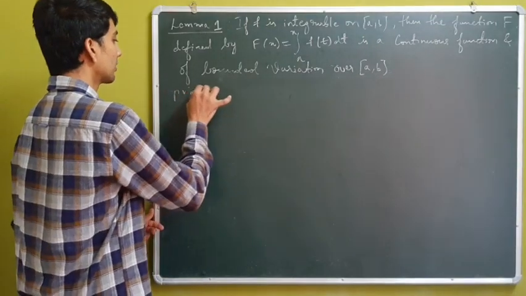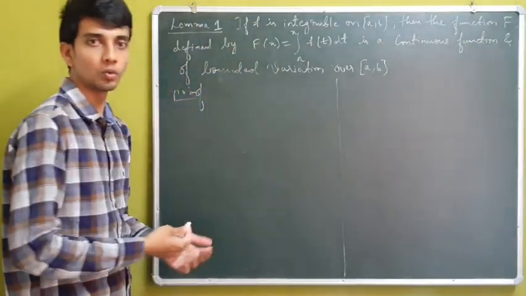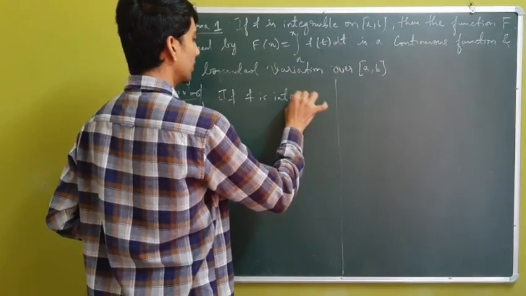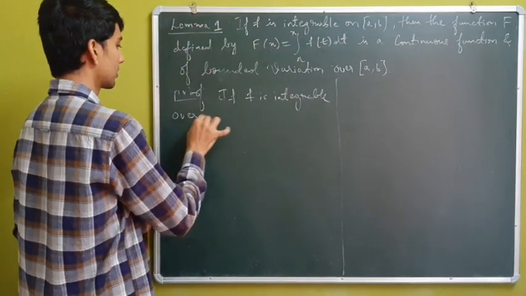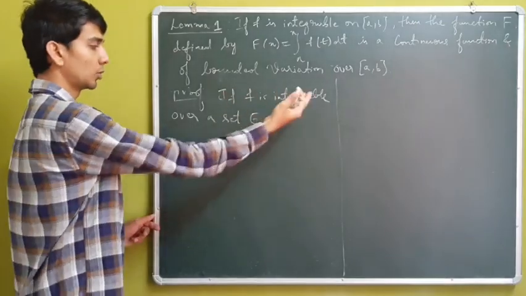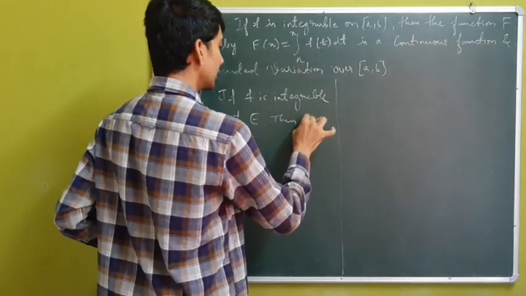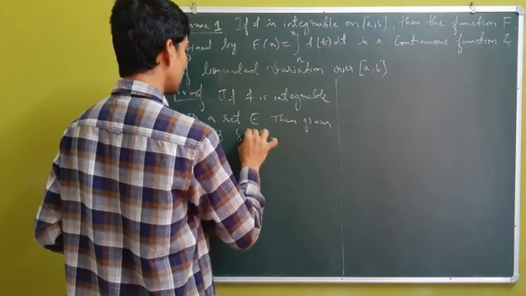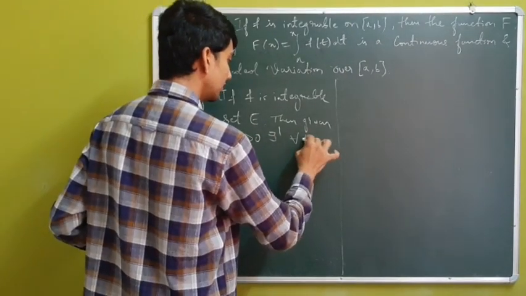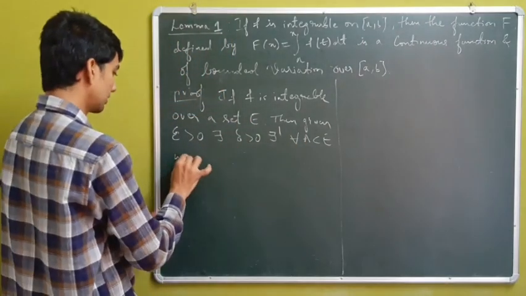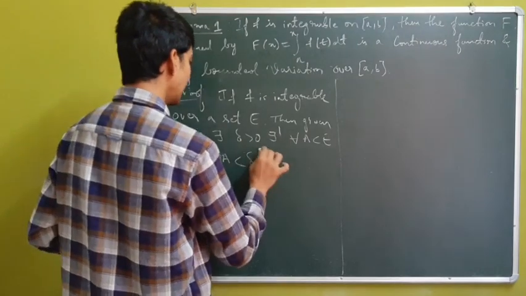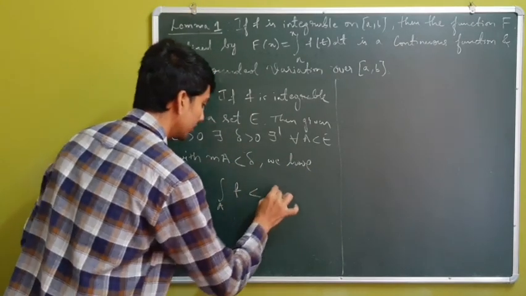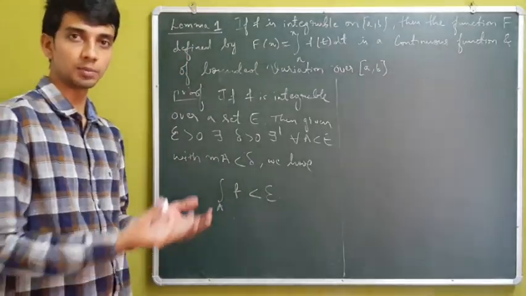So heading into the proof, if you remember, in unit 2 we had a theorem which states as follows: if f is integrable over a set E, then given epsilon positive, there exists a delta positive such that for every subset A of E with measure of A less than delta, we have the integral of f over A less than epsilon. We have proved this in the previous unit, if you remember.